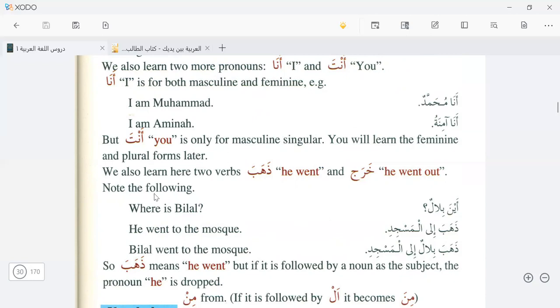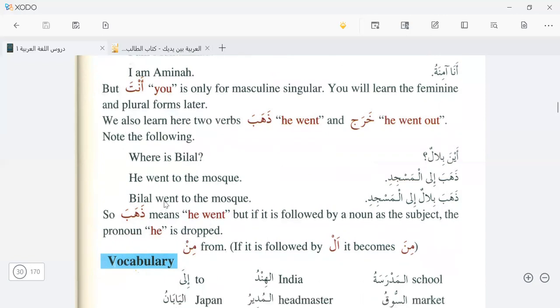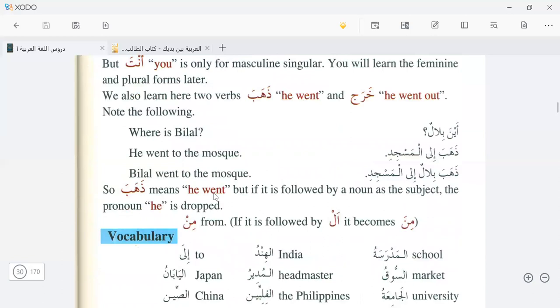Note the following. Aina Bilal, where is Bilal? Dahaba ilal masjidi, he went to the mosque. Dahaba Bilalun ilal masjidi, Bilal went to the mosque. So dahaba means he went, but if it is followed by a noun as the subject, the pronoun he is dropped. Correct, teacher? Yeah.